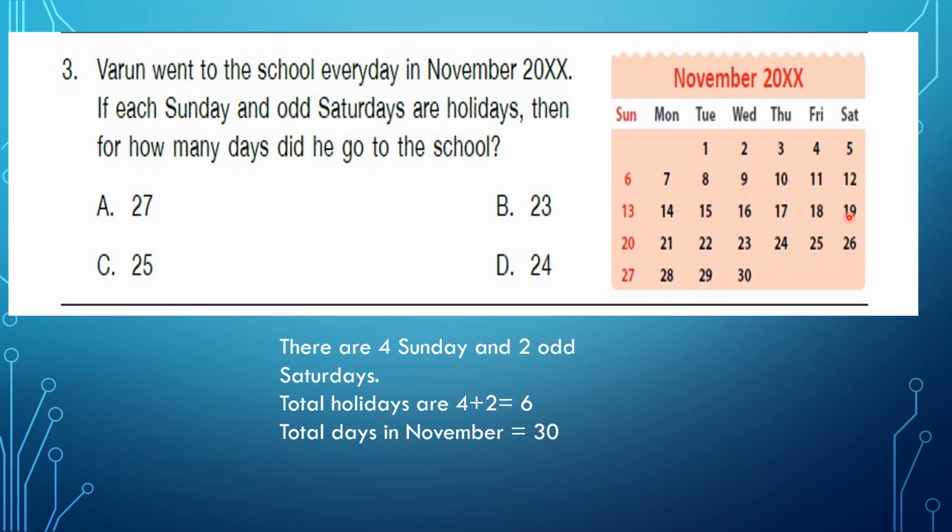So he went total 30 minus 6, that is 24 days. So Varun went to the school only for 24 days. That is option D.